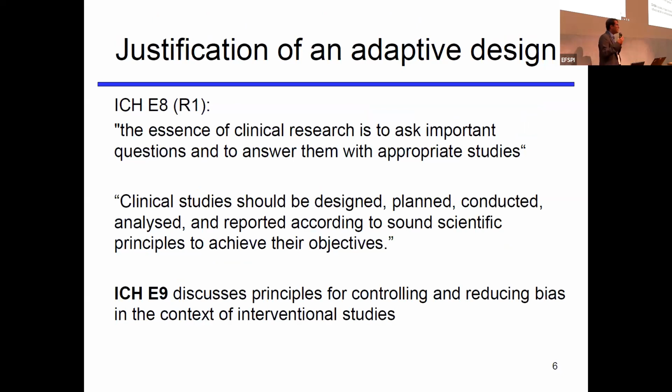So I will start with the first principle, and that is that you need to justify why you do an adaptive design and why you don't go for a classical clinical trial without an adaptation during the trial. There's guidance already from ICH E8 and E9 that you should have a clinical, valid clinical question which should be answered with appropriate studies. And then E9 goes much more into details what that appropriate would mean. And all those criteria, of course, remain valid.